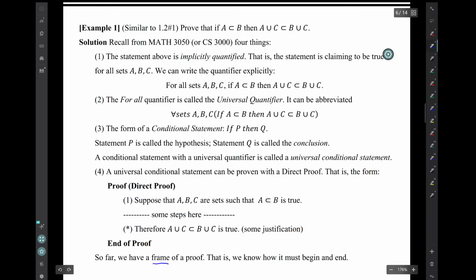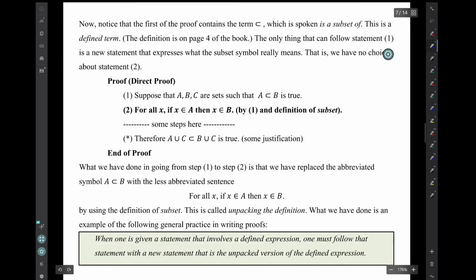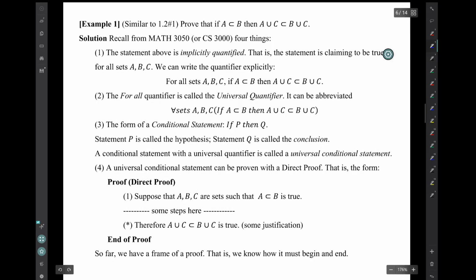So we have a frame of a proof. We have these two statements that bracket the proof, the beginning and end of the proof. That's how the proof has to begin and how it has to end. Now notice that the first line of the proof contains the term subset, spoken as "is a subset of." So the first statement of the proof contains that term.